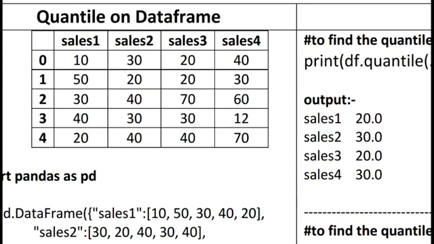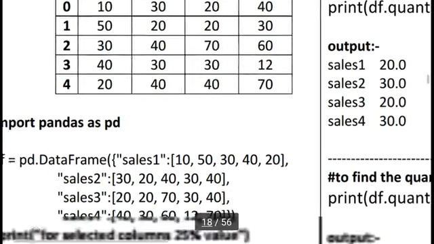You can see sales 1 data 10, 50, 30, 40, 20. So this is our data. But first I want to store this data in computer memory. Using the Python language, the best way to store this table is to use the dictionary concept and the pandas data frame concept.